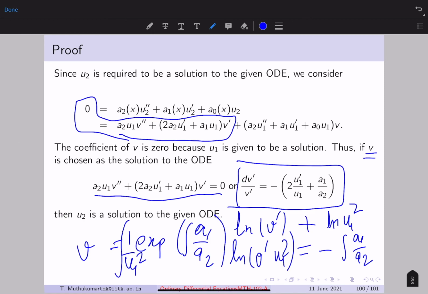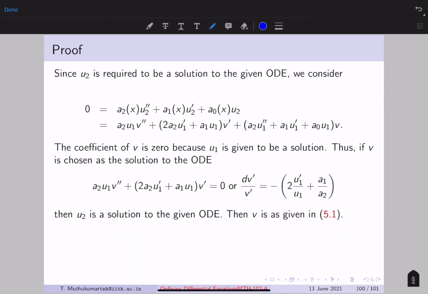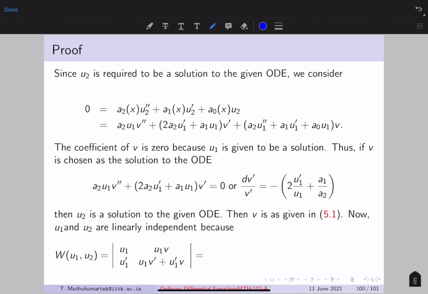Now what is it that we need to show? We have found a u2 which is also a solution to the given ODE. What remains to be proven is that u1 and u2 are linearly independent. So for that you look at the Wronskian. u1 is u1, u2 is, by the way we defined it, u1 times v, and you can immediately see that the Wronskian is u1 square v prime.